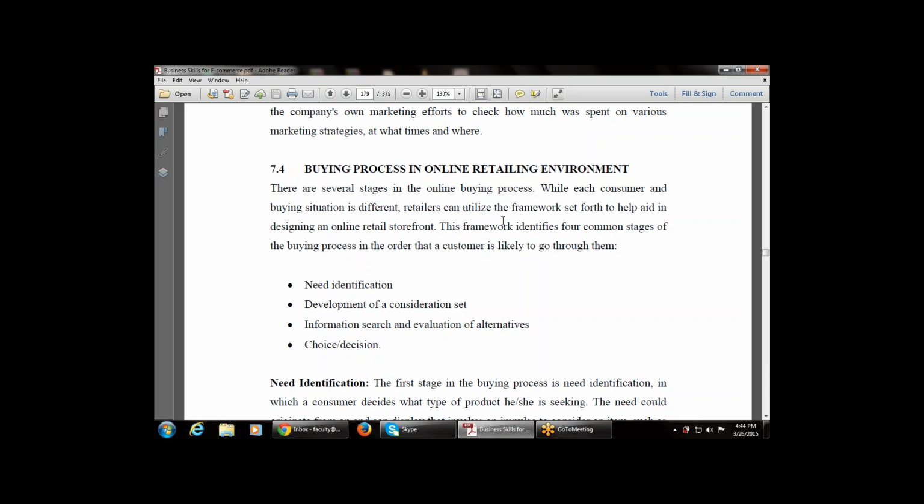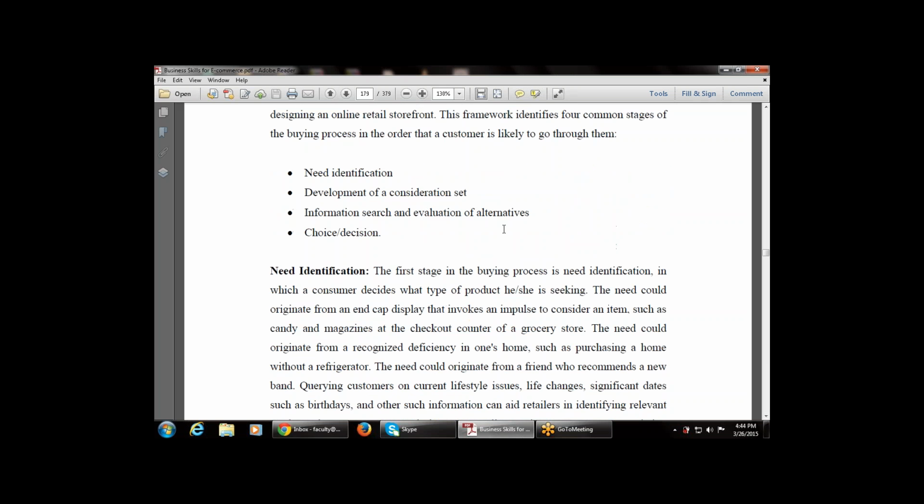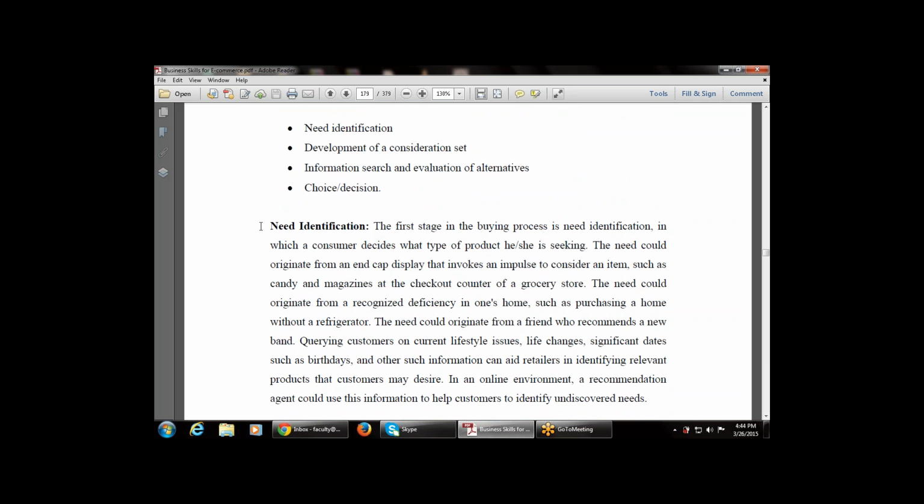First is need identification. That is, the identification is a must. Then development of a consideration set. Then information search and evaluation of alternatives. Then choice decision. So these are the four stages by which any person can buy products and services online, that is, online retailing.